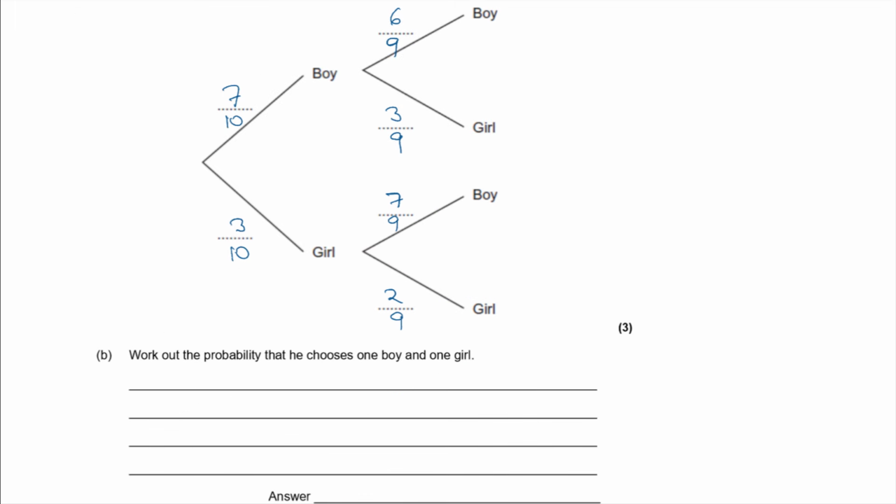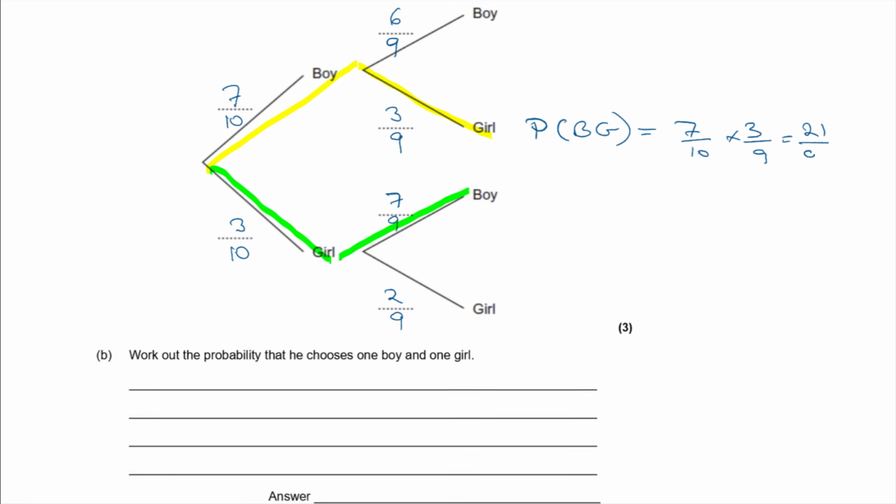Okay. Part B says work out the probability that he chooses 1 boy and 1 girl. So there are 2 possible routes of picking 1 boy and 1 girl. That is picking a boy on the first selection and then picking a girl. Or alternatively, you could pick a girl the first time and then pick a boy. So what's the probability of boy girl? Multiplying along that route, I've got 7 over 10 times 3 over 9. 7 times 3 is 21. 10 times 9 is 90.